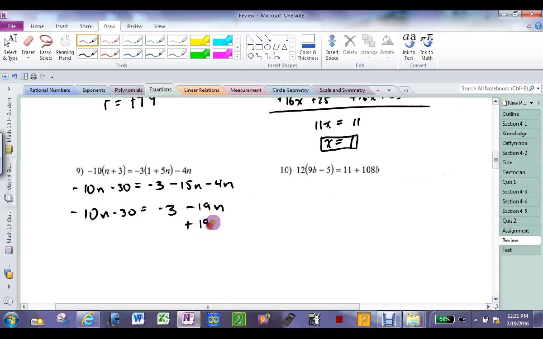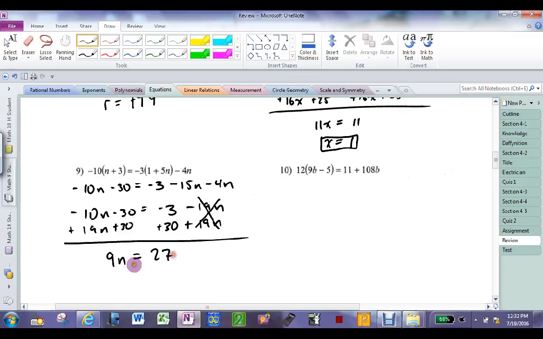Now you're going to add 19n to both sides. It's going to destroy them. Then you're going to add 30 there. And you're going to get 9n equals 27. And n is going to equal 3.